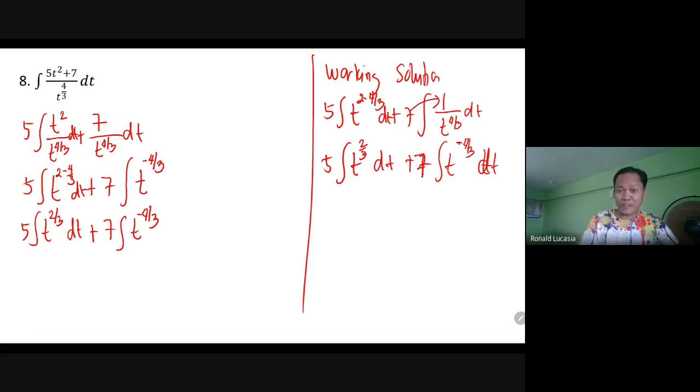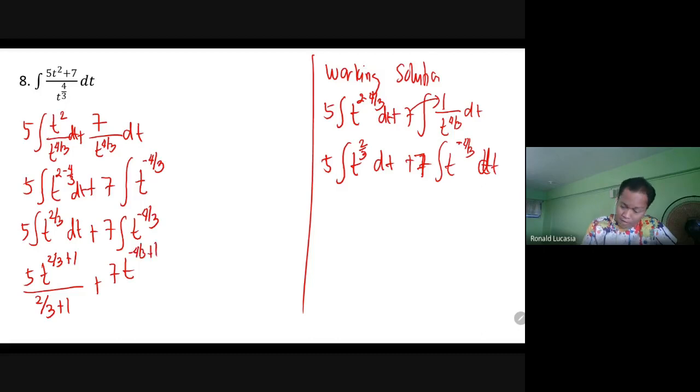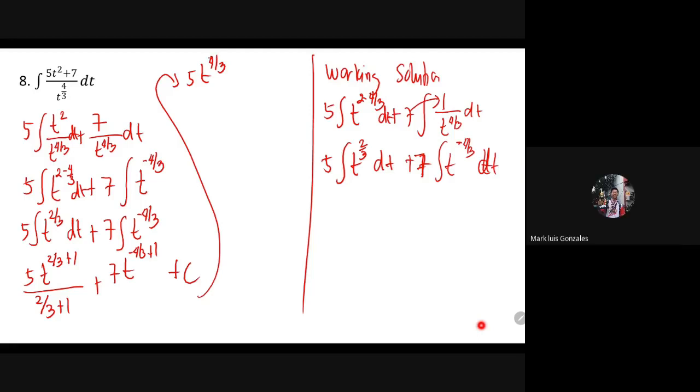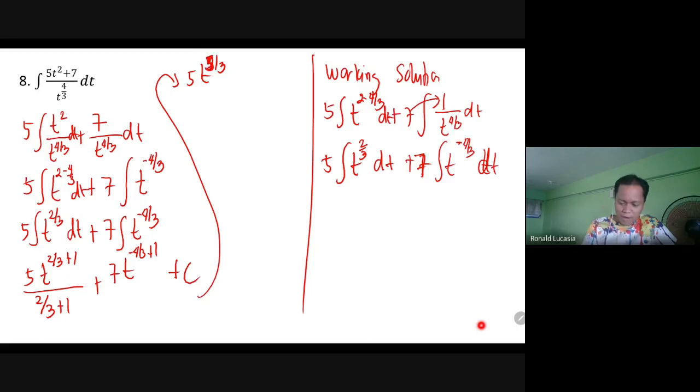negative 4/3. Now, si-apply na natin yung theorem ng kanina na this is 5, t, 2 over 3 plus 1 over 2 over 3 plus 1 plus 7, t, negative 4/3 plus 1, dito ka na magpa-plus C. So that will be 5t, 2 third plus 1, that's 5 third, correct? 2 over 2, 4 third, mali, hindi siya 5 third. 2 third plus 1, ay, no, 5 third. 5 third. Kasi 3 over 3 pa lang. Over 5 third plus 7, negative 4 third plus 1, negative 4 plus 3, negative 1 third.